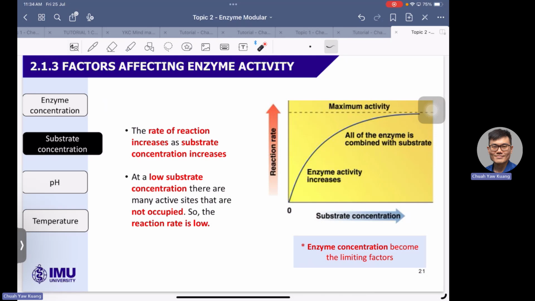Okay, so you see the difference? In the enzyme concentration graph, you will say that there's not enough substrate concentration. And in the substrate concentration graph, we will say that the active sites become saturated already. All the active sites of the enzyme are saturated now. So that's why they are not able to further increase the amount of product that can be produced over time.